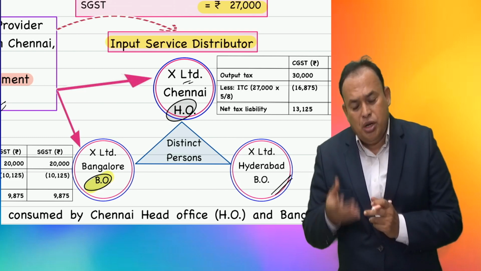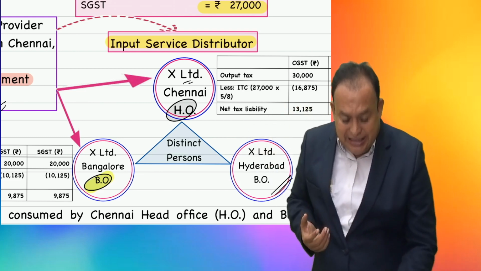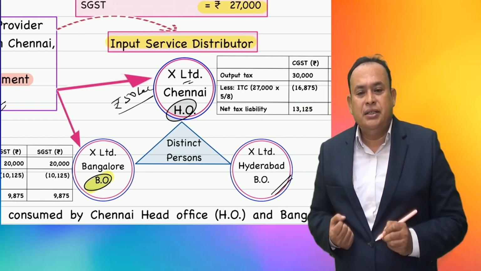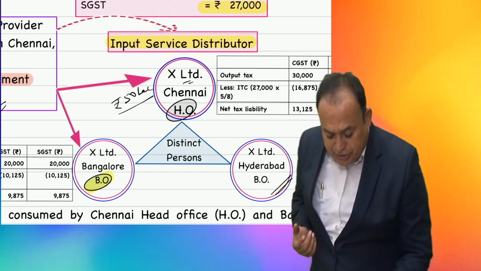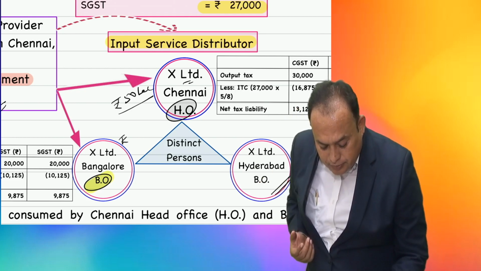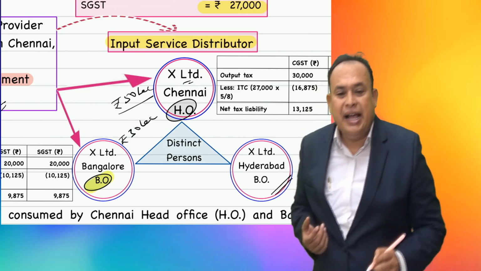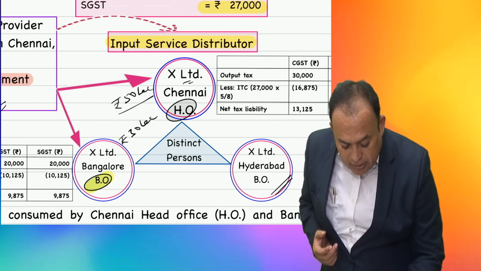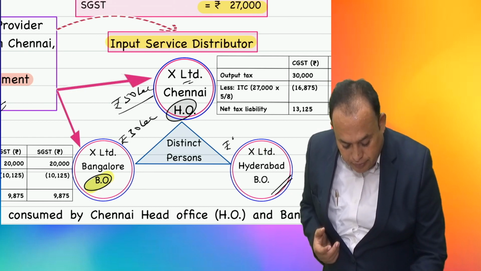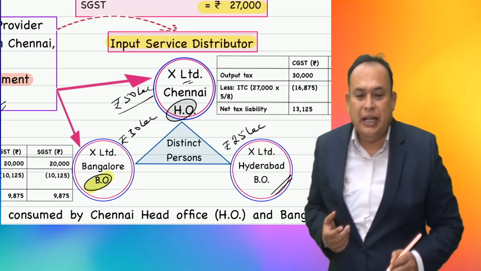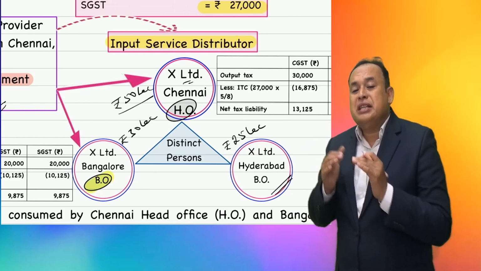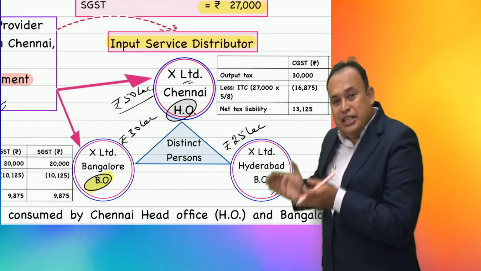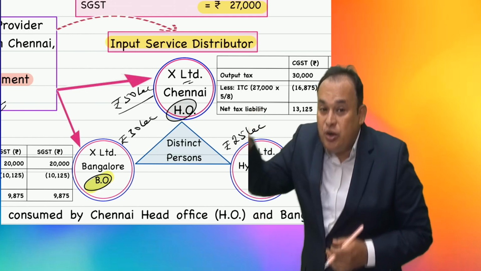For example, the previous year turnover of X Limited Chennai, for example, I am telling you, my dear, 50 lakh. Previous year turnover of the branch Bangalore, 30 lakh. Previous year turnover of X Limited Hyderabad, for example, 25 lakh. Now, input service distributor X Limited Chennai should distribute the credit only to those branches or units which have received the input services.